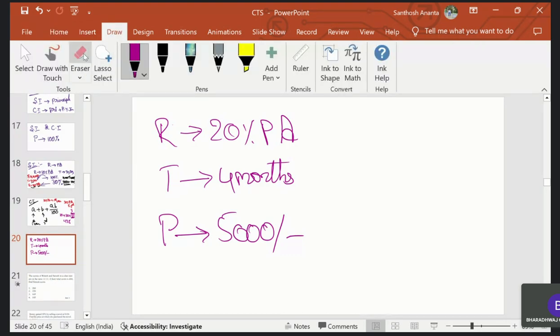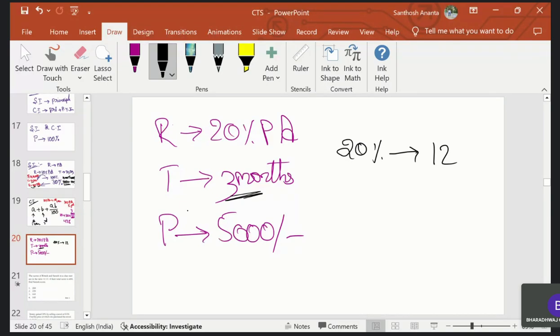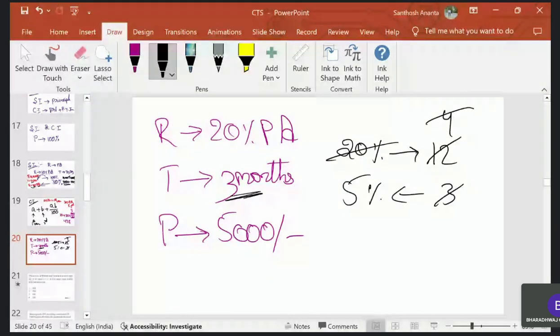Now I'm taking 3 months. The rate of interest is 20% per annum. Per annum means 1 year, right? For 1 year it is 20%. 1 year means how many months? 12 months. For 12 months the rate of interest is 20%, but the time period is only 3 months. For 3 months it will be, 3 4s are 12, 4 5s are 20, that is 5 percent. The rate of interest for 3 months is only 5%.